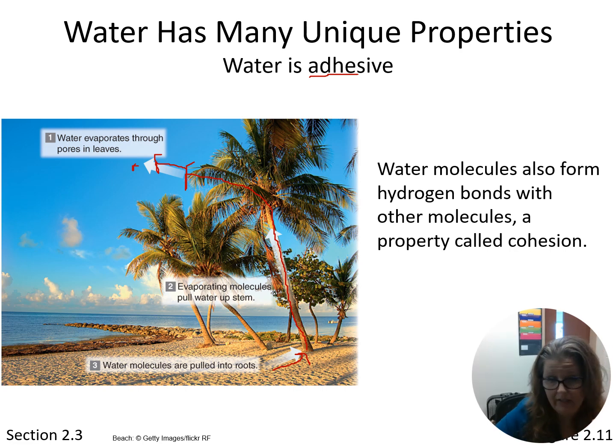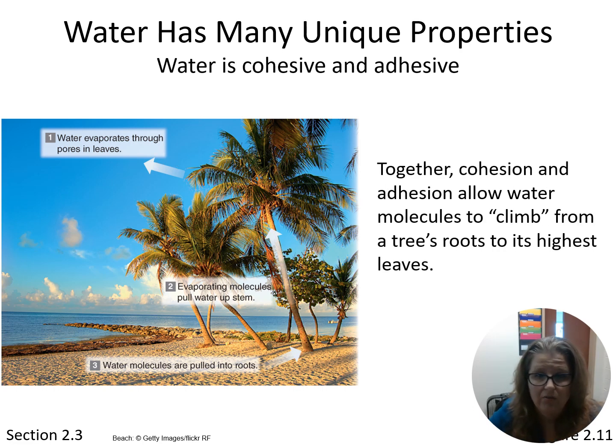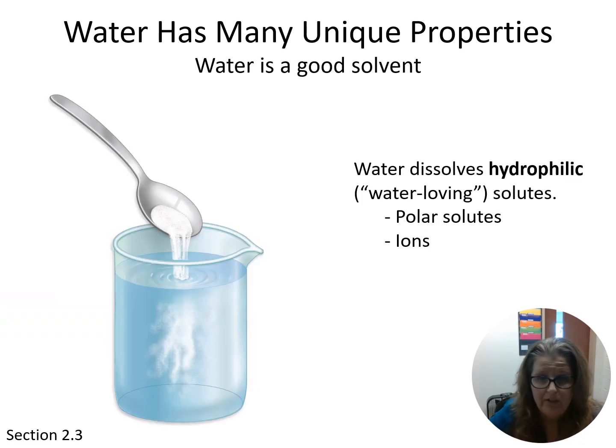Now, if there's no water down here, then that's a problem for the plant. But the water sticks to the sides of the xylem in the plants. That's adhesion, and it sticks to each other. That's cohesion, and collectively we call this capillary action. So again, it allows water to climb from the tree's roots to the highest leaves, and that was capillary action.